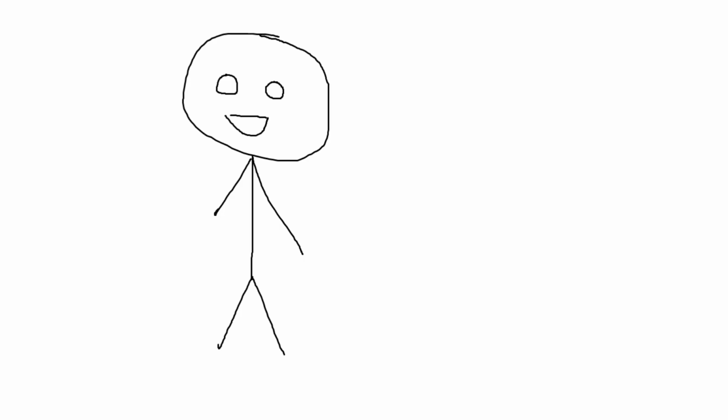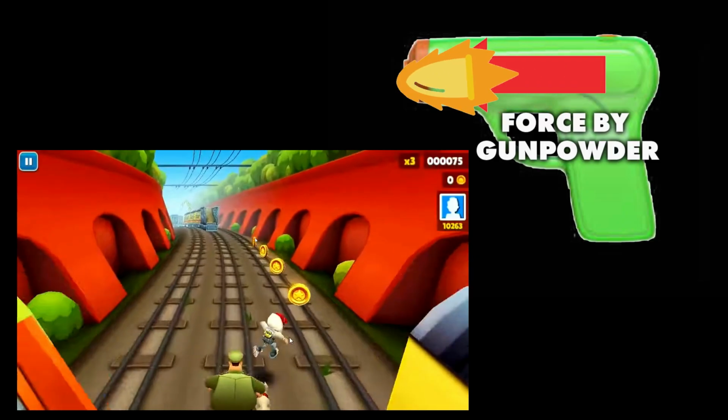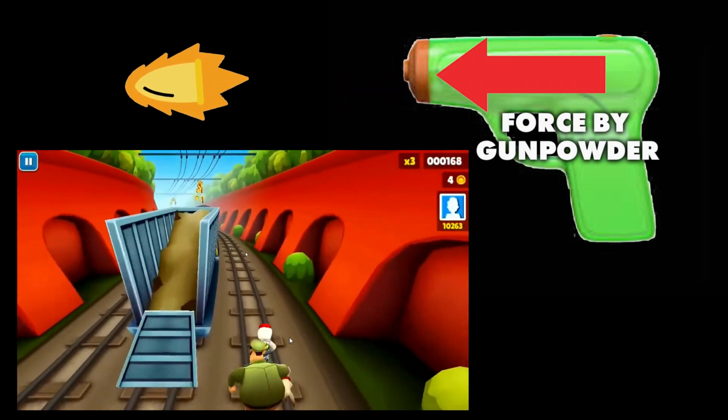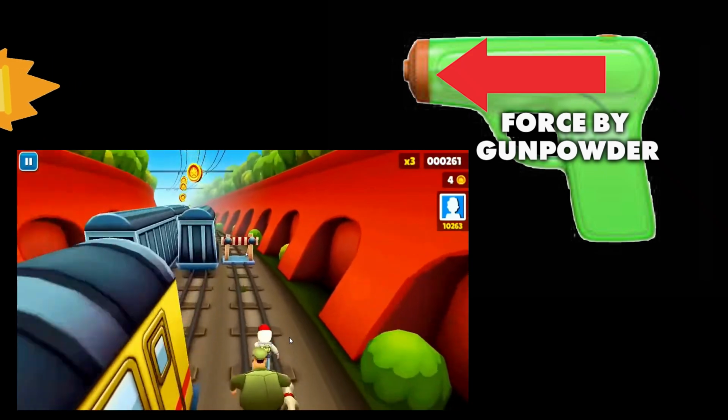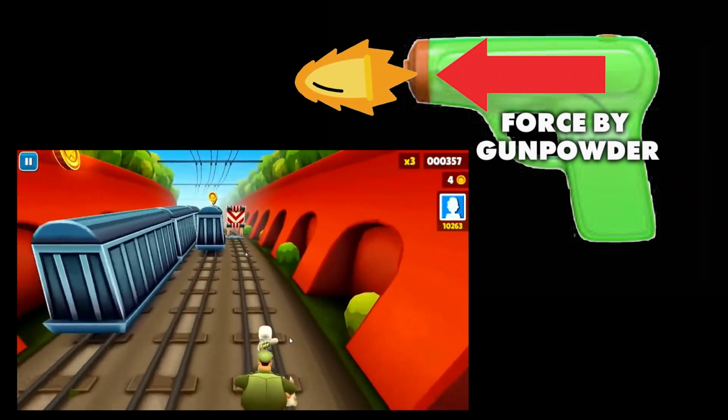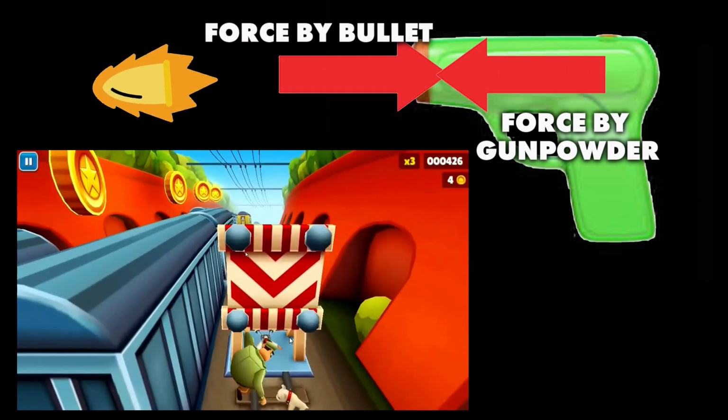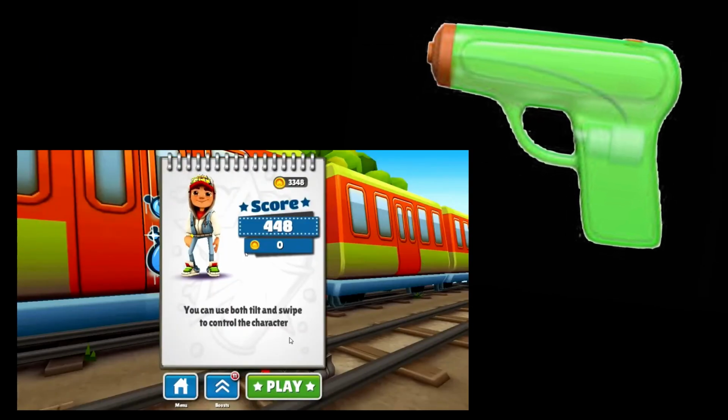Now what happens here? So when you fire, the gunpowder gases in the gun exert a force on the bullet, which makes the bullet move through the gun and go out. While it goes out, the bullet also exerts a force on the gun, which makes the gun go backwards.